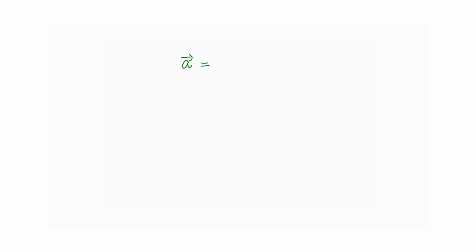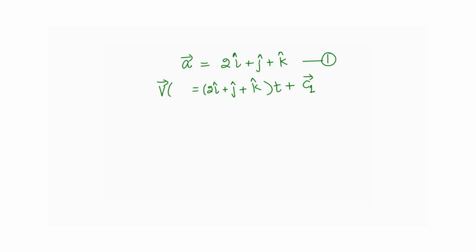So acceleration is given to be 2i plus j plus k, and this is our equation number 1. We integrate it with respect to time and we get the velocity of the particle equal to (2i plus j plus k) into t plus the constant of integration c1 vector. Now we see that this velocity is a function of time, and when we substitute t equal to 0 here, what do we get? The velocity at the time t equal to 0 is equal to the constant of integration c1. Okay, so we know the value of c1.